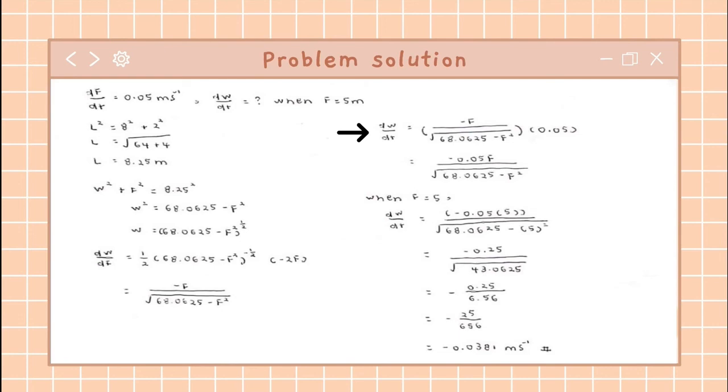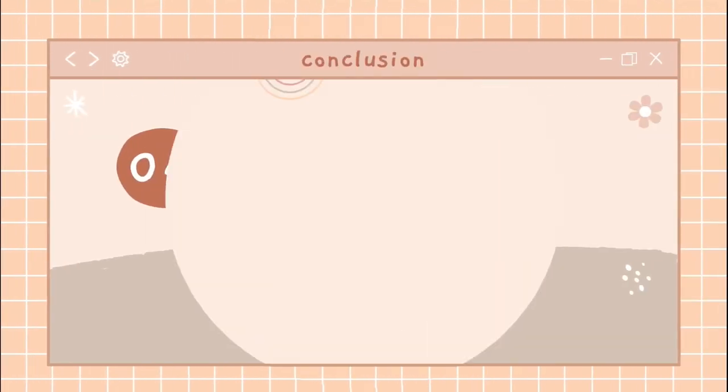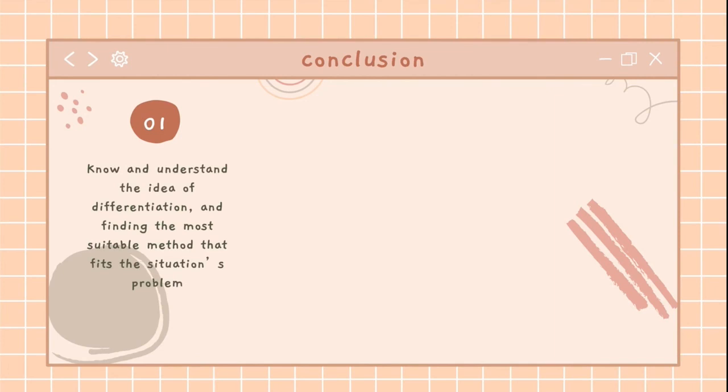So, negative f over the square root of 68.0625 minus f squared, times 0.05. And we will get negative 0.05f over the square root of 68.0625 minus f squared. Lastly, substitute the f value into the equation and we will get the final answer, which is the ladder is sliding down at the rate of negative 0.0381 meter per second.